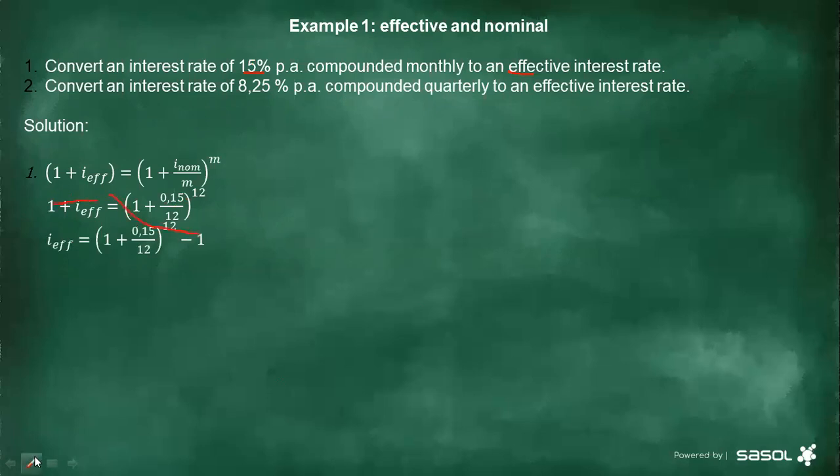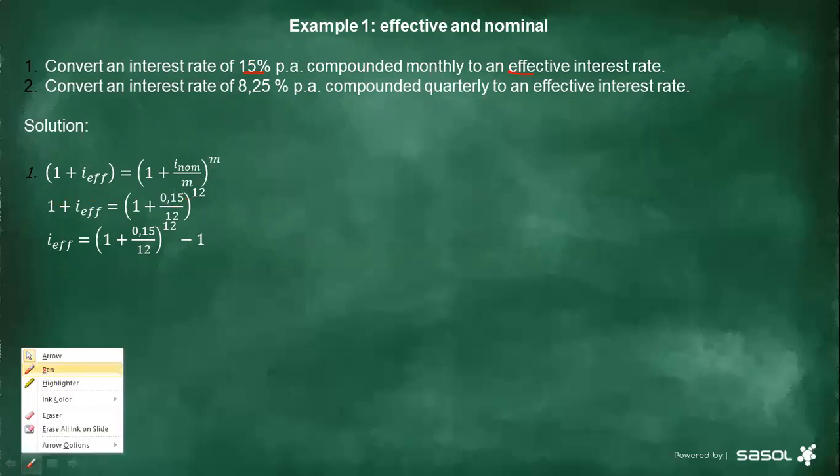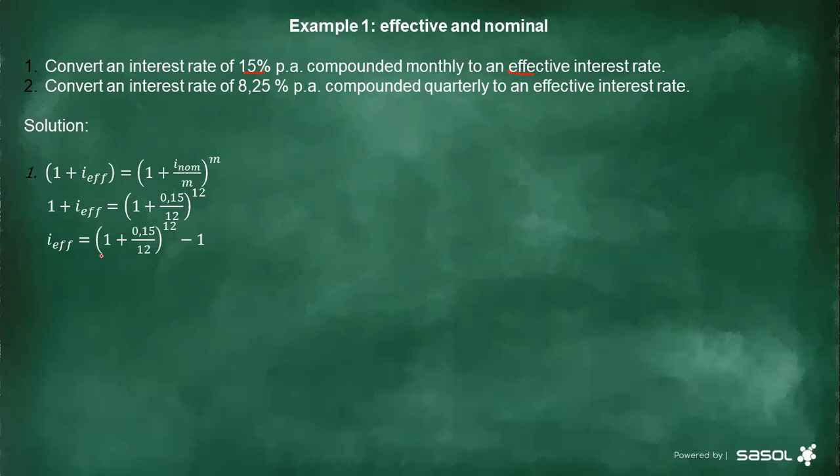From there, you can just press everything on your calculator, and it gives you 0.1008. Times 100, it's going to give us 16.08%.